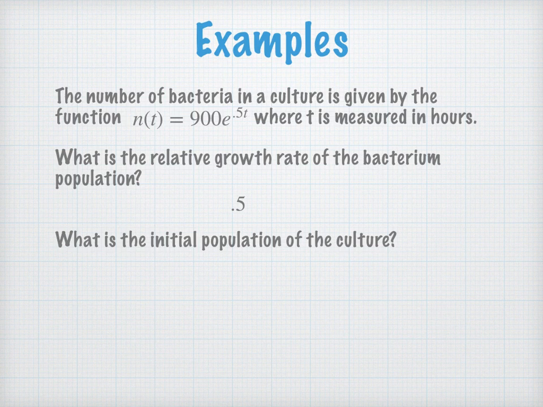What about the initial population of this culture? Well, our initial population is that coefficient on E. It's that value for A that's out front. So that would be 900.